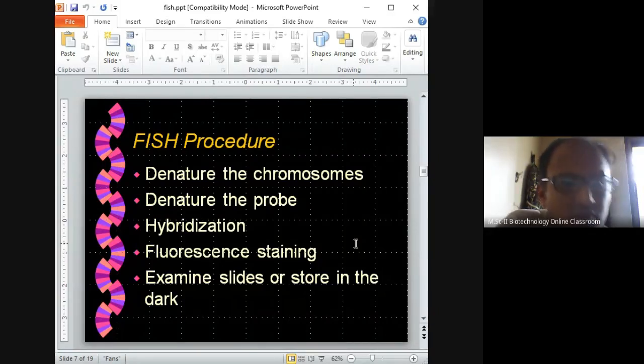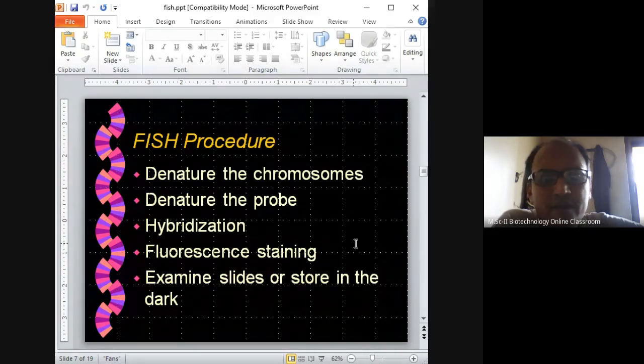Okay. So we were discussing the procedure of fluorescence in situ hybridization. The first and foremost step is denaturation of the chromosome, which means we will denature the chromosomes in the cell. The next step is the denaturation of the probes. Probes are important. What are probes? Probes are short oligonucleotide stretches of DNA or RNA with the desired sequence.